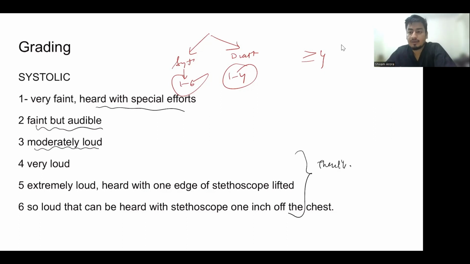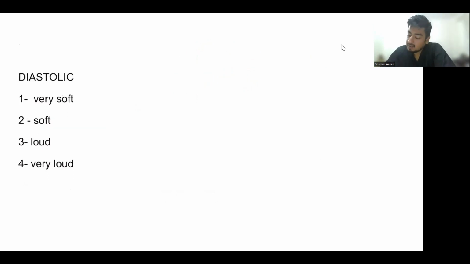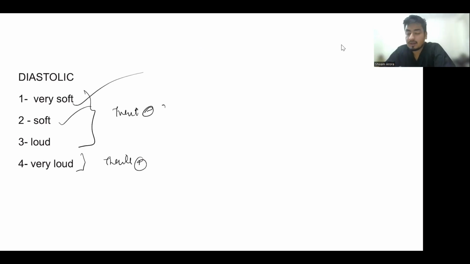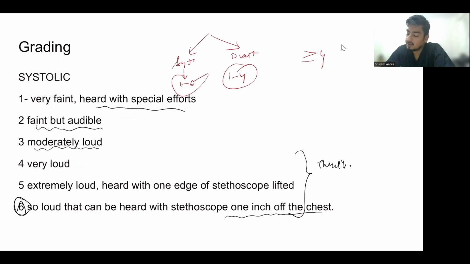Along with that, grade 4 is a very loud murmur. Grade 5 is a murmur that is extremely loud, that it is heard with one edge of the stethoscope lifted from the skin. Okay? And grade 6 is that the murmur is so loud that it can be heard with the stethoscope removed and placed 1 inch off the chest. In diastolic again, grade 4 thrill will be present, 1 to 3 thrill is absent. So grade 1 is a very soft murmur, grade 2 is soft, grade 3 is loud, but thrill is absent, and grade 4 very loud with presence of thrill.